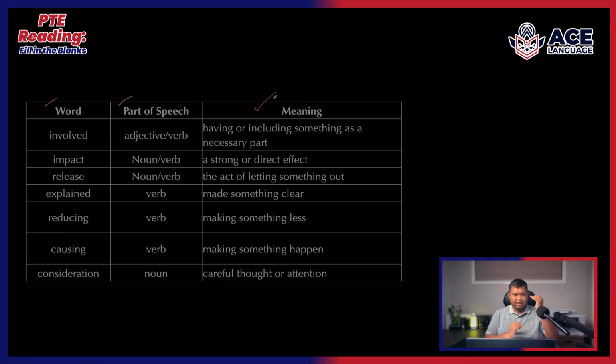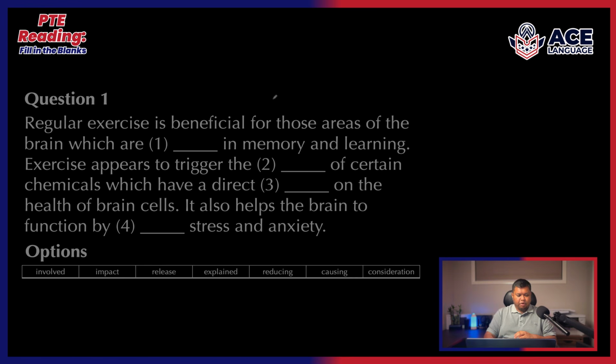Now, if I look at the options, whenever I get a question, I quickly skim the text to understand what this is about. So if I quickly skim this particular question type, I can clearly see it starts with regular exercises beneficial, okay. Memory and learning, exercise appears to trigger the dash of certain chemicals, direct on the health brain cells, stress, anxiety. So I can think that this particular question is about regular physical exercise and how it can help different functionalities of the brain.